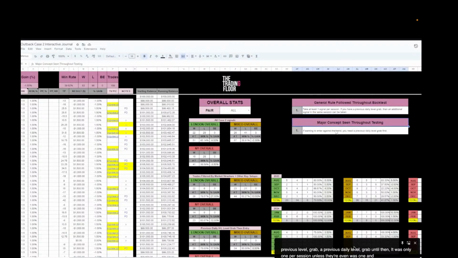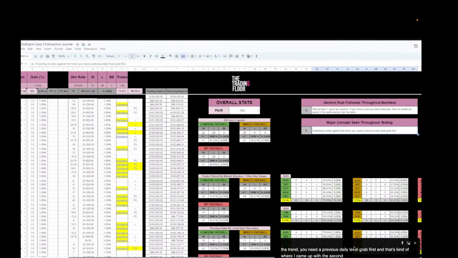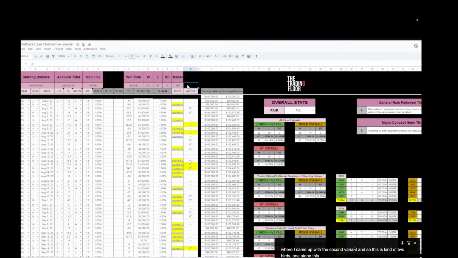And then a major concept I've seen throughout testing was if wanting to enter against a trend, you need a previous daily level grab first. And that's kind of where I came up with the second variant. And so this is kind of two birds, one stone. This is going through Outback Case 1 intermediate version. This is also going kind of a more deep analysis in backtesting, because we always tell you to backtest your trades.